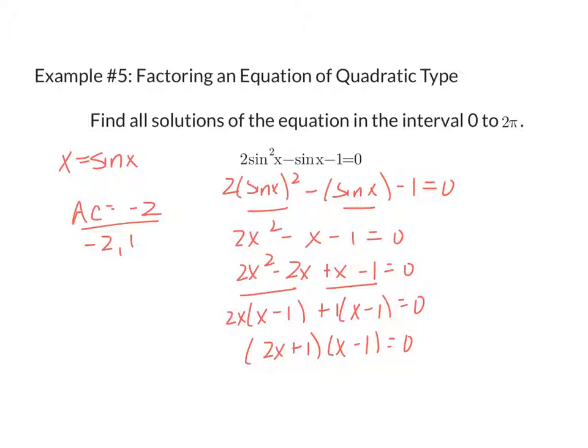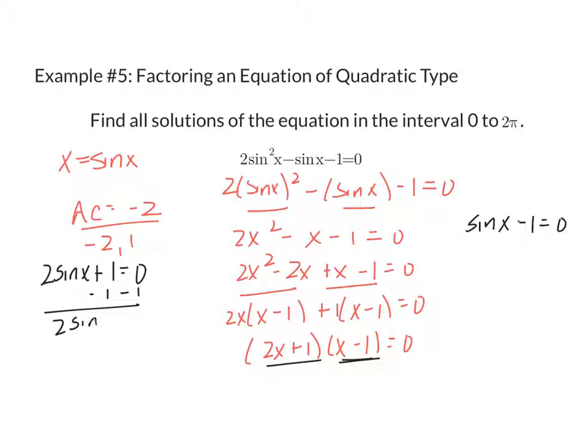So from here, I need to trade them back out with sine functions. So 2x plus 1 equal to 0 is now 2 times sine x plus 1 equal to 0. And on the other side, x minus 1 equal to 0 is now sine x minus 1 equal to 0. And then we solve for x. So let's do the first one. If I subtract 1 on both sides, I would have 2 sine x equal to -1. If I divide by 2, sine of x equals -1/2.